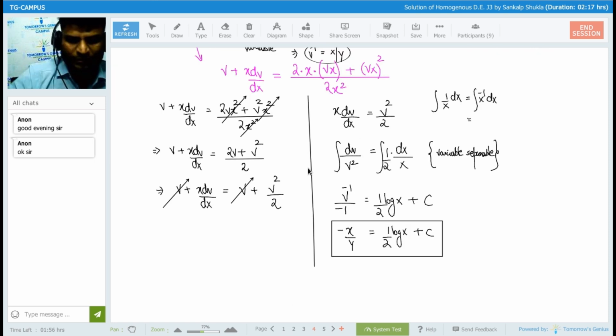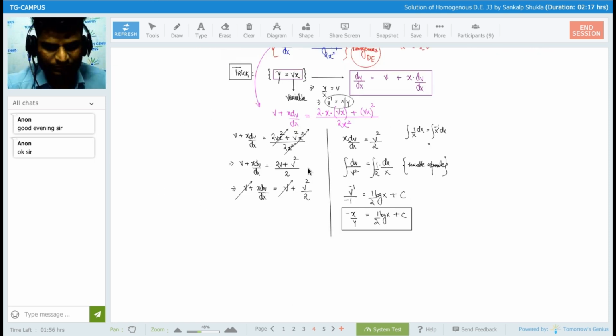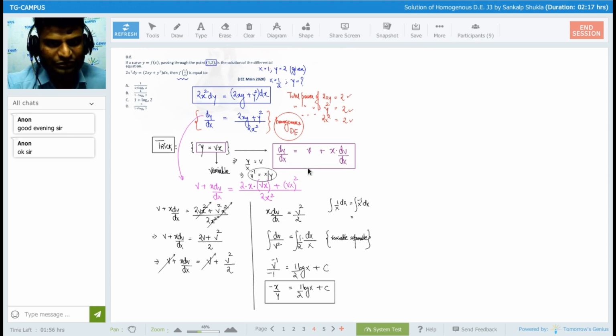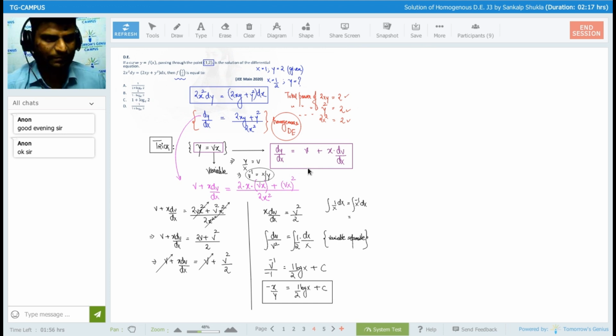Okay. So tell me, do you have any problem in this? First copy this part. Any problems? Any doubts? Any queries?